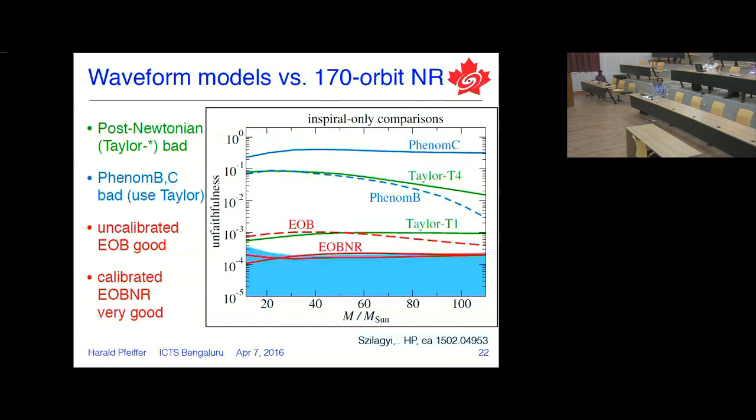As we've shown in a study about a year ago, the earlier phenomenological waveform models and the plain old Taylor post-Newtonian models give quite large errors, whereas the EOB waveform models that Guillaume was already mentioning earlier are remarkably accurate.